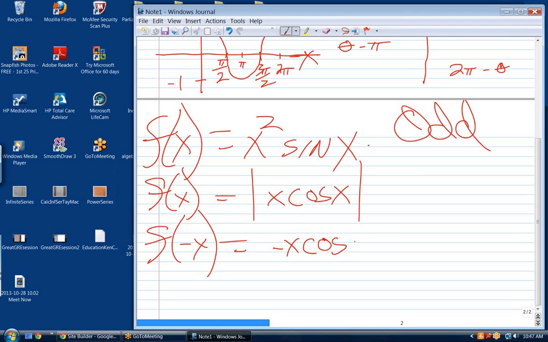You were right on this. This is going to be even because cosine of minus x is the cosine of x, so this is the same thing as x cosine x. But the absolute value is only on that first x. That makes a difference, right? Actually, it doesn't. That means this one's even, and this one's always even, so it's still even. Oh, okay. Makes sense. Okay.